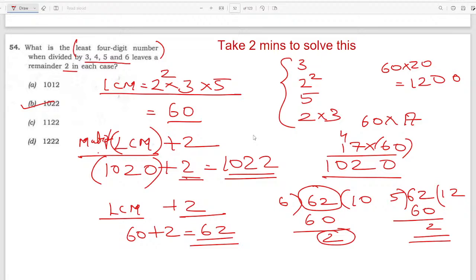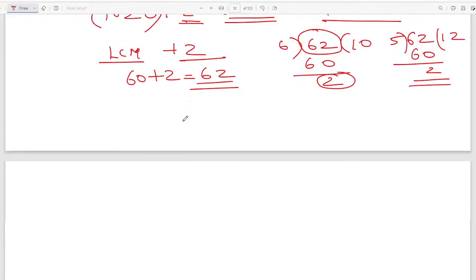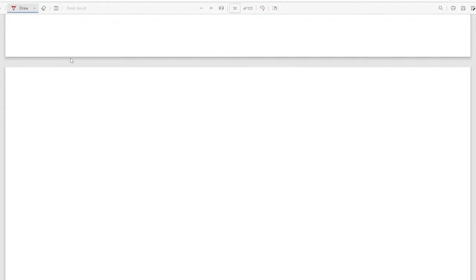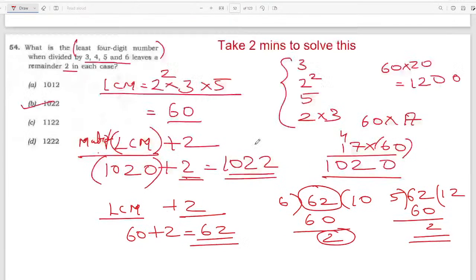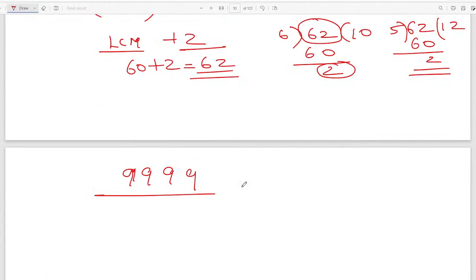So there is no largest 4-digit number, Basuraj. The largest can be anything, because it will keep going as a multiple of 60. Okay, largest 4-digit, right? So we have to come down from 9,999. We just have to calculate the multiple of 60 that is closest to 10,000.